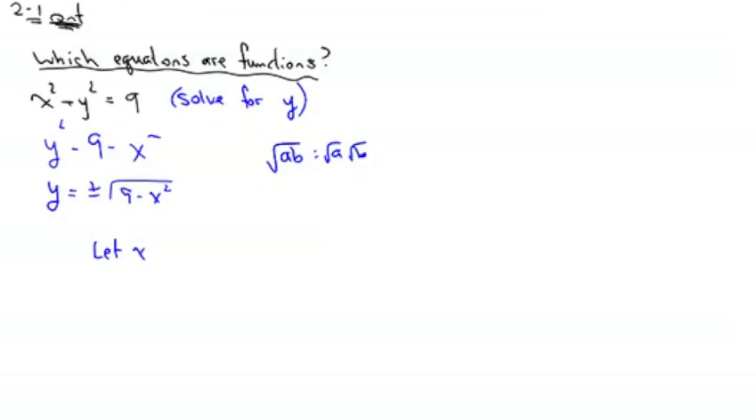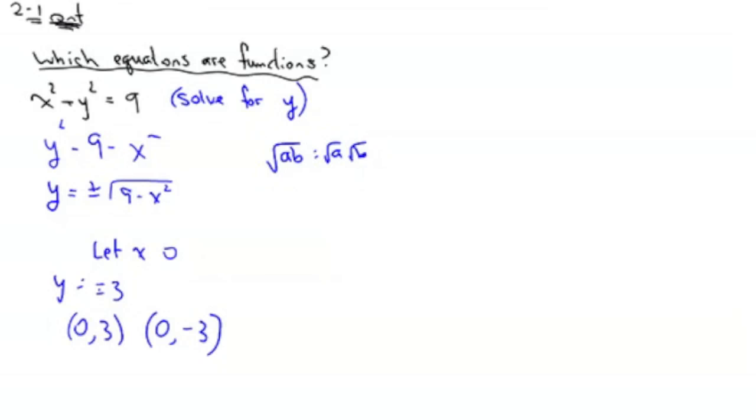Let x equal something. Easiest number to let it equal? 0. If you plug in 0, you're going to get y is equal to plus or minus 3. What does that mean? Well, it means when x is equal to 0, y is equal to 3 as one of its coordinates. But it also means that when x is equal to 0, y is equal to negative 3. Is that a function? No.